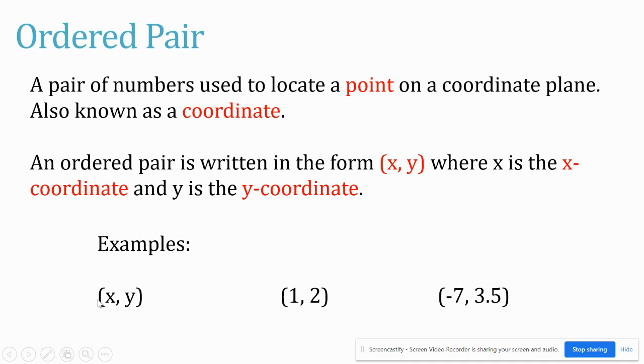So here are some examples, x comma y like we have over here, 1 comma 2, negative 7 comma 3.5. So you can have any kind of number in an ordered pair. It could be positive, negative, it could be a fraction, it could be a decimal. As long as that number exists on a number line, it can exist in the coordinate plane.